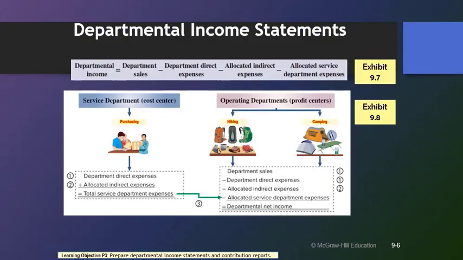So let's look at the steps for calculating departmental income and preparing departmental income statements. All right, so we've got 3 key steps that we use to prepare a departmental income statement. Step 1, we want to accumulate sales and direct expenses by department and also total indirect expenses. Step 2 is allocating those indirect expenses across both service and operating departments. And step 3 is then allocating service department expenses to the operating departments.